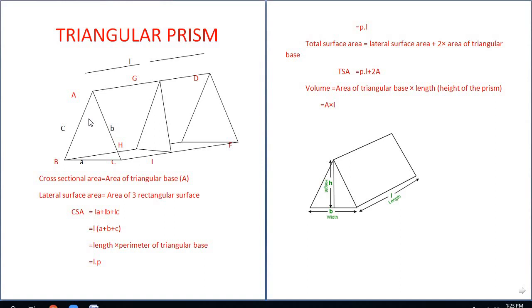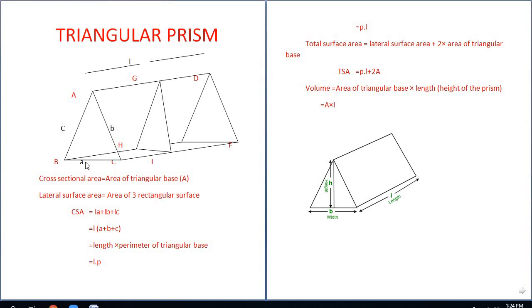Some triangles may be scalene triangles, some may be right angle triangles, some may be equilateral triangles, some may be isosceles triangles. If the given triangle is a scalene triangle, we can use base into height if height is given, or we can say 1 by 2 base BC into altitude. This height is the altitude.